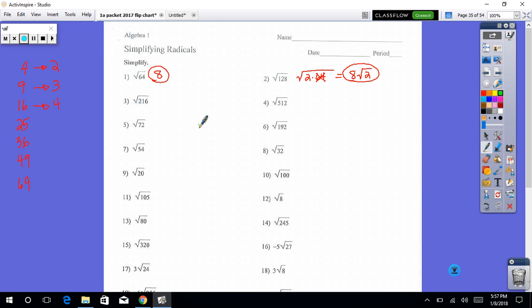Okay, the next one, the square root of 216. Let's see if I can find something to go into it. I divided 216 by 36 and it gave me an even number. So 216 is actually 36 times 6. The square root of 36 is 6, so I'm going to pull it out to the front, and I'm left with the square root of 6.